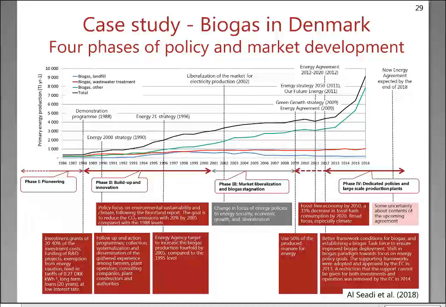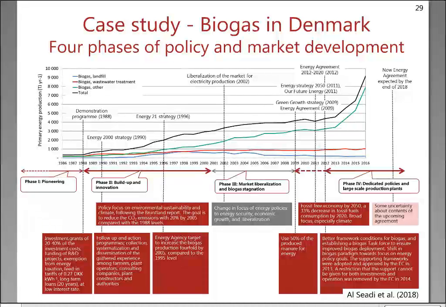We could see the same in a biogas study from Denmark, where 4 major phases of policy and market development were identified. A pioneering phase where there were no incentives, and it was more enthusiasts and early entrepreneurs that could see the potentials of this technology. Then political incentives, financial incentives were put in place, and there was a build-up phase with innovation and support for development, where it started to take off.